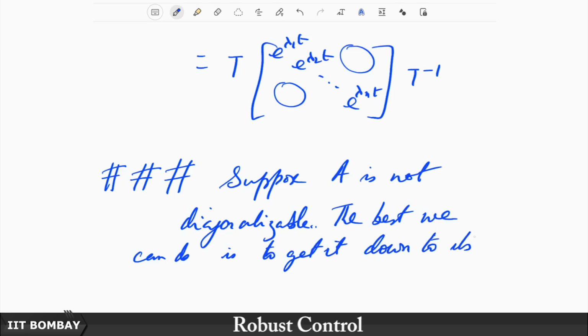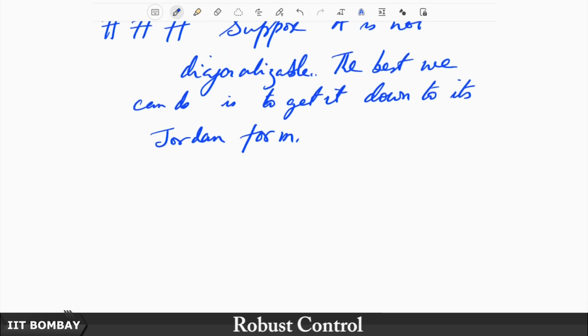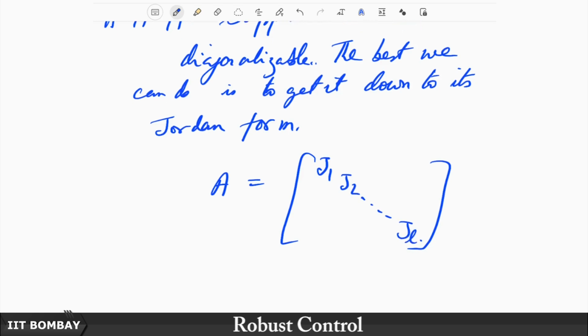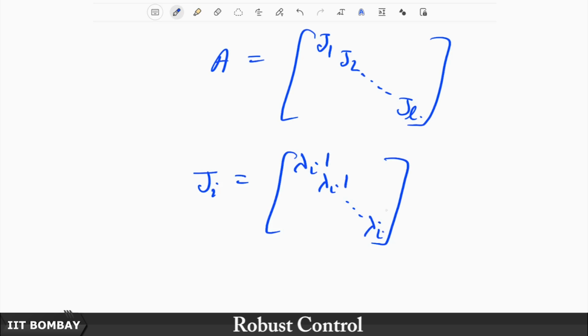Jordan form. So, what is this Jordan form? Well, the Jordan form would be something like J1, J2, and so on till JL maybe. And what do those individual Jordan blocks look like? You take any Ji, it looks something like lambda i sitting on the diagonal, and the super diagonal has 1, 1, 1 like this, everything else is 0.